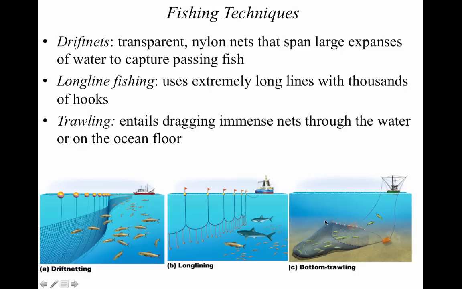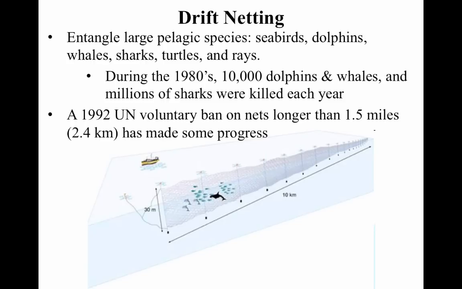Trawling entails the dragging of a big net through the water, and here you can see there's almost like a bucket shape to the net, and they just drag it across the bottom if they're looking for bottom feeders and pull that net back up onto the boat.